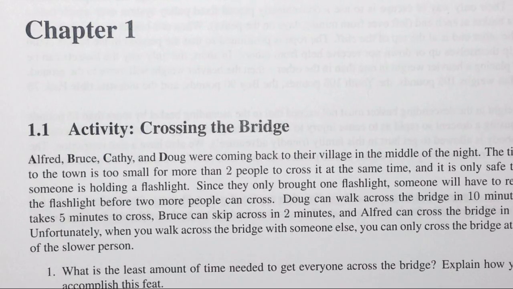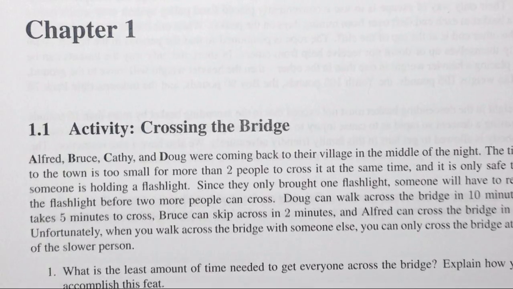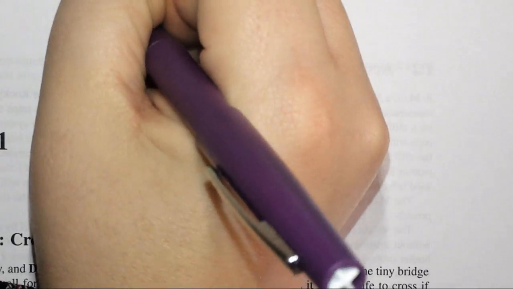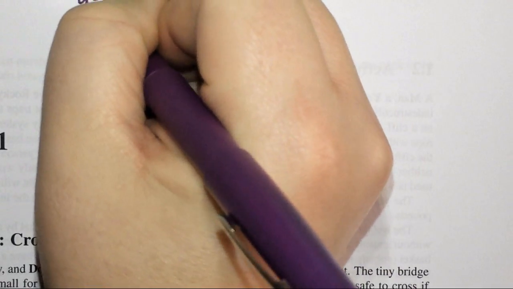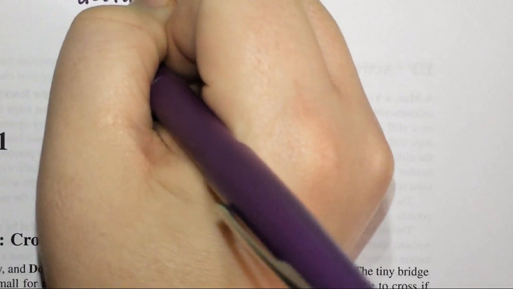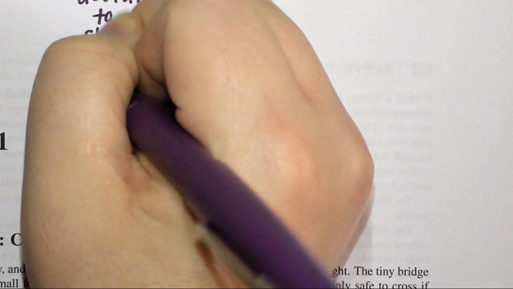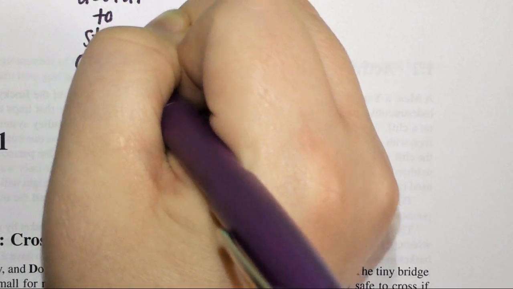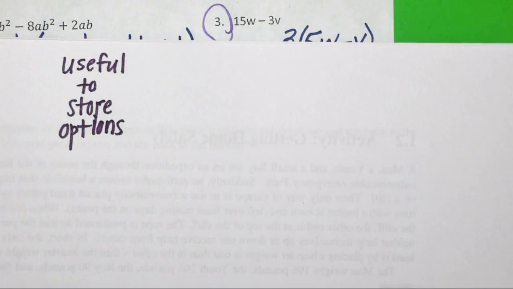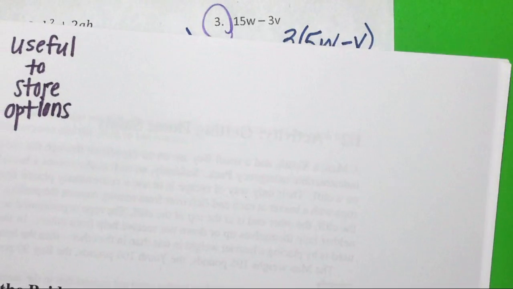I think a tree diagram is a useful way to store information. I think it's useful to store options. Store options. Miss Compton can't write today. Useful to store options. Okay, what do I mean useful to store options? I'm going to go super girly on you.